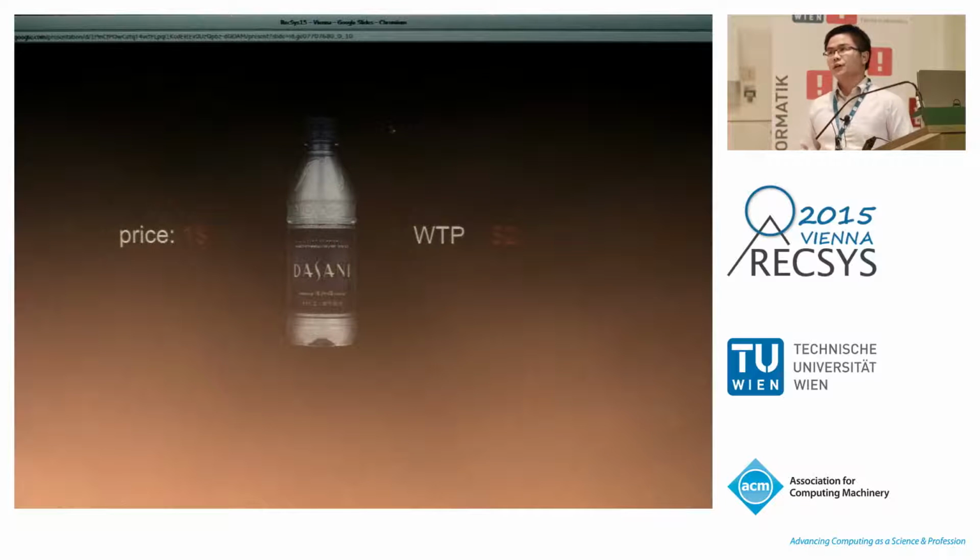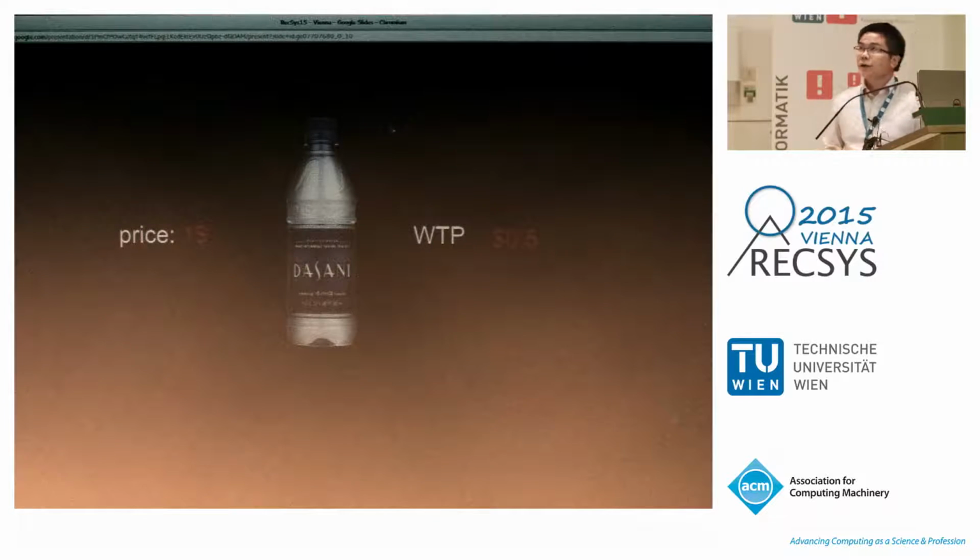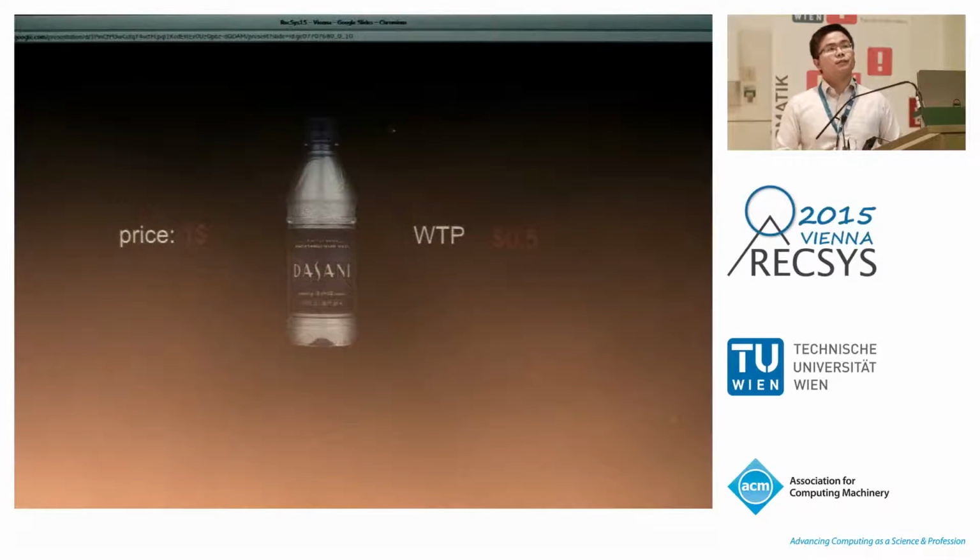So you feel much better, and you ask the same question. How much are you going to pay for another bottle of the same water? This time, oh man, I have enough water. I would probably just pay $0.50, right? This makes sense. So the point is that willingness to pay is a subjective matter. It varies across people, and even for the same person, it varies with the situation.